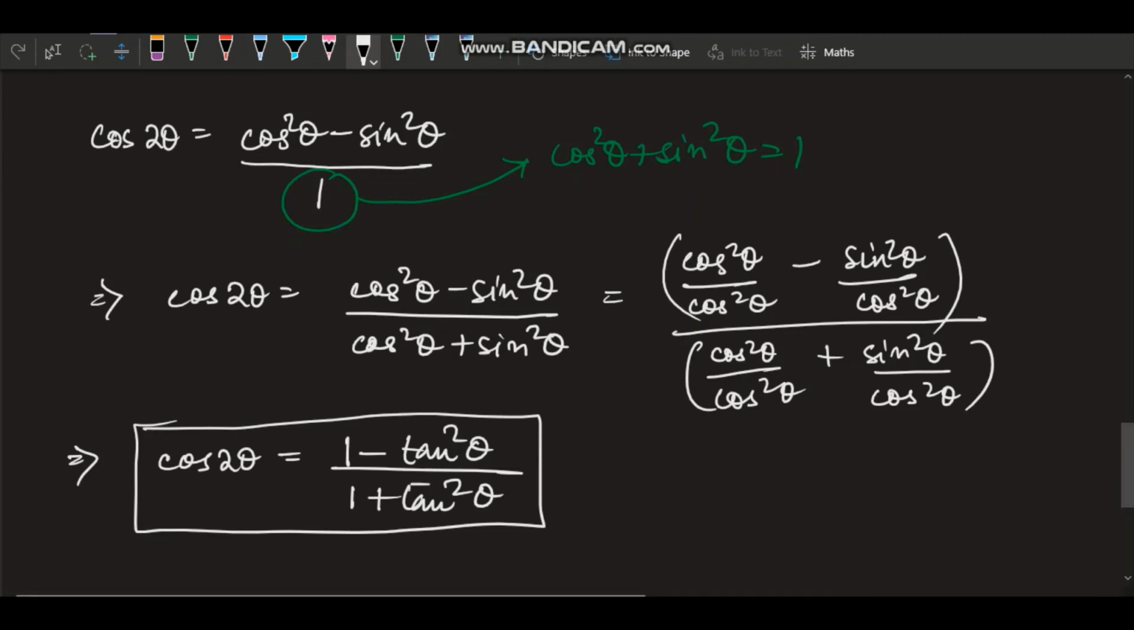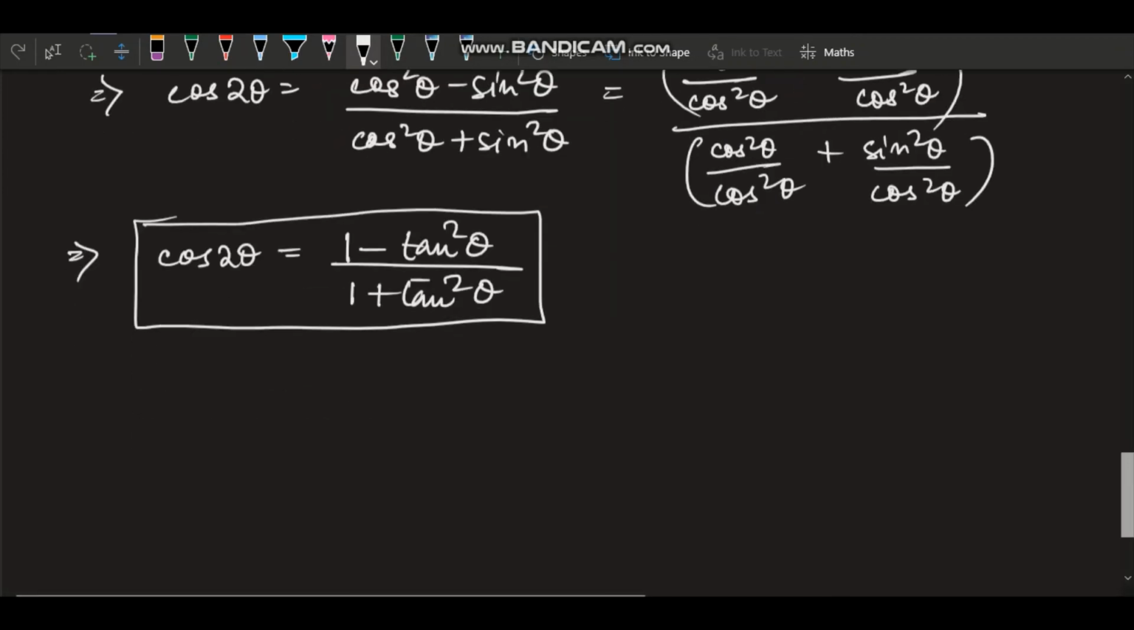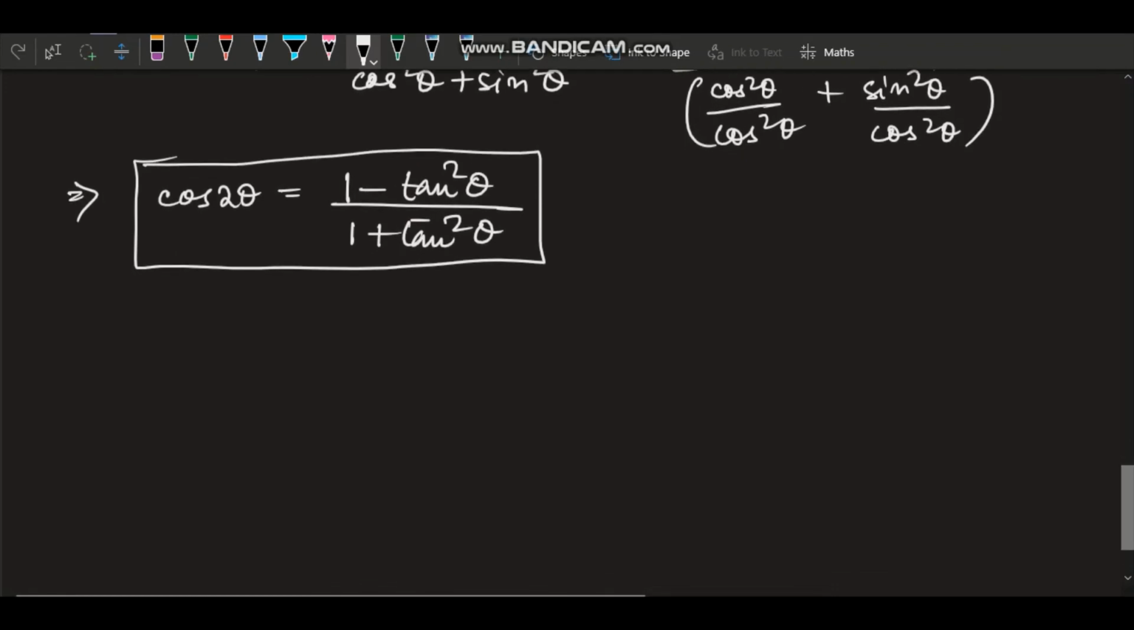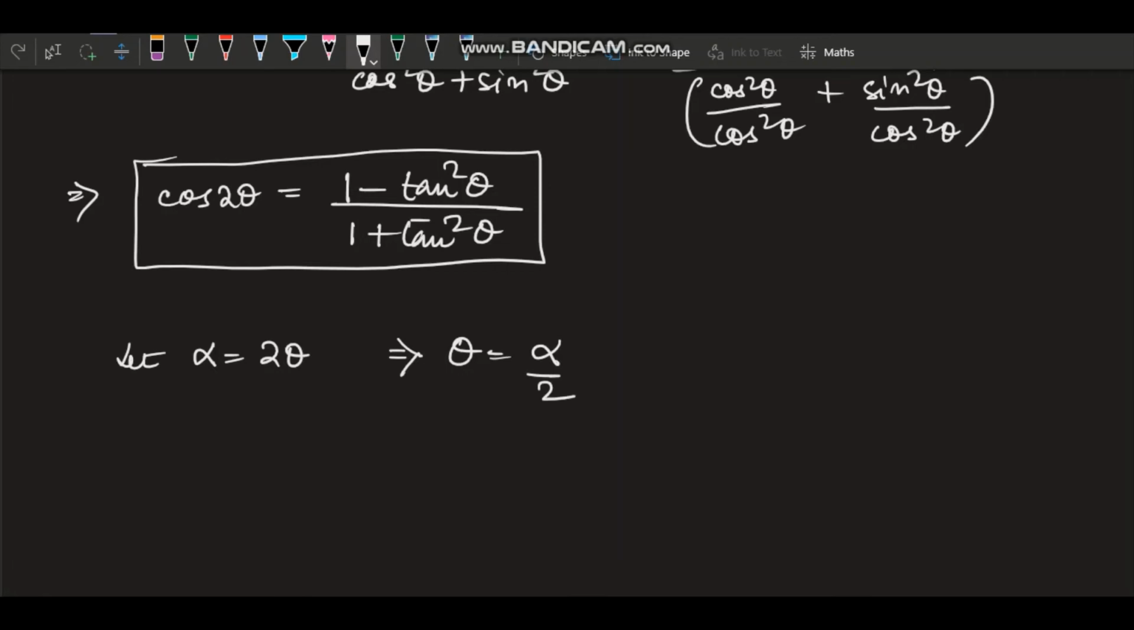Now I would like to use these to formulate those for submultiple angles. So in place of 2 theta, I write alpha. Let alpha equal 2 theta. Then obviously theta is half of alpha, that is alpha by 2.